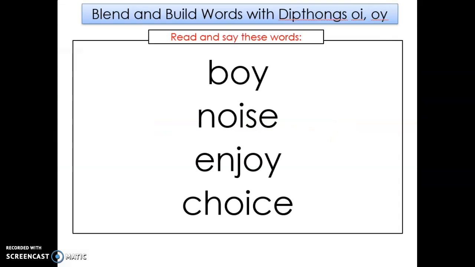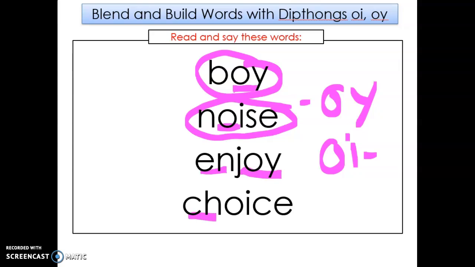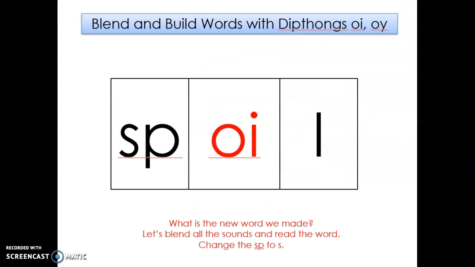All right, this week we have talked about the oi sound. Now, there are two spellings for the sound oi. Our first one is OY, like in the word boy, and the second one is OI, like in the word noise. Now, you will usually see OY at the end of a word, and you will see OI at the beginning or in the middle of a word. So, this word is enjoy, and this word is choice. We're going to practice reading some more words with our OI sound.